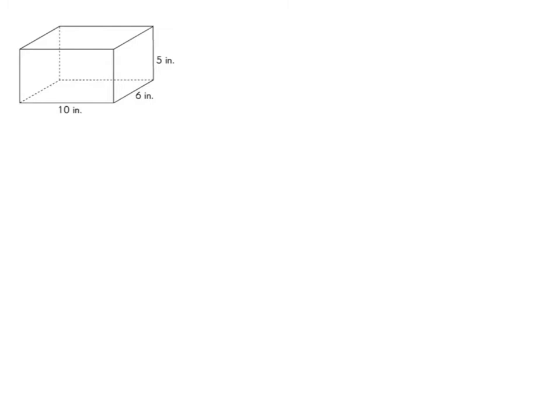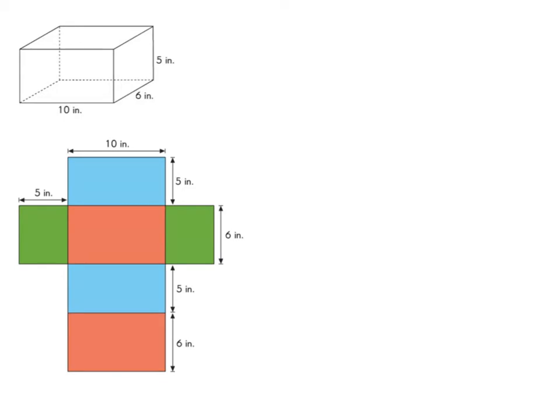Now let's find the surface area of a rectangular prism. This rectangular prism is 10 inches long, 6 inches wide, and 5 inches high. How are we going to find the surface area when all of the faces are a different size? Our first step will be to create the net of the rectangular prism, so that we can find the area of the net, as the area of the net is the surface area of the prism.